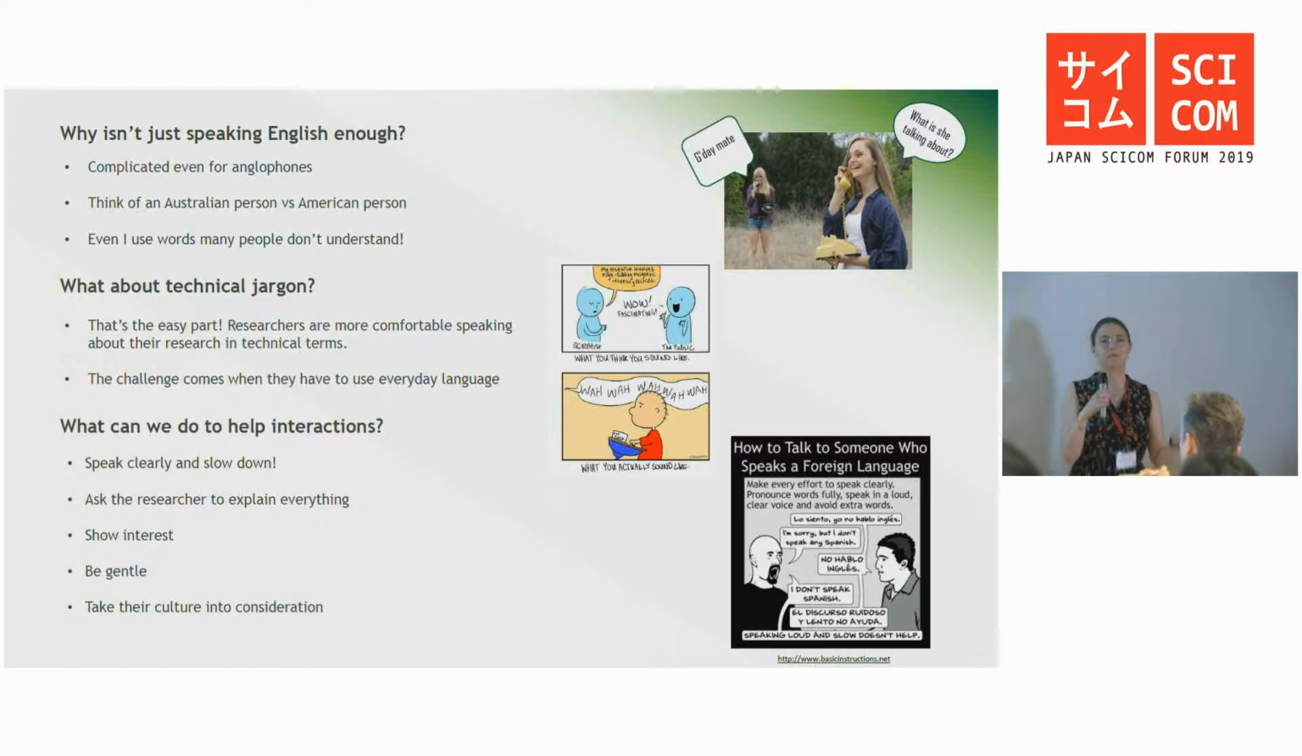This is kind of an incentive for discussion. What can we do to help these interactions? This is one I have a problem with: speak clearly and slow down. I speak pretty fast, and I'm sure I've lost a couple of people in this as well, because there's a huge time limit on this. We asked the researcher to explain everything. I mean, everything. So if you don't understand it, the audience won't understand it.